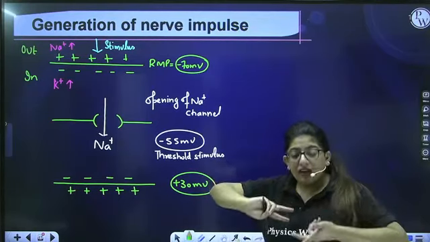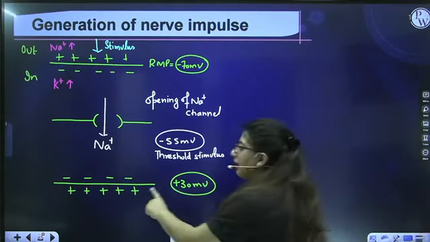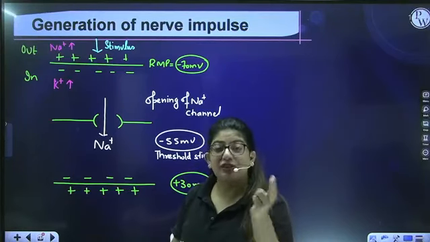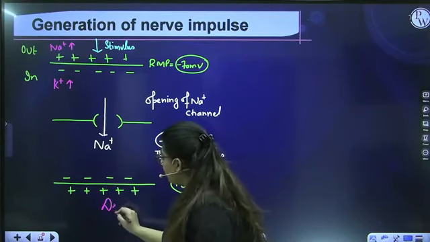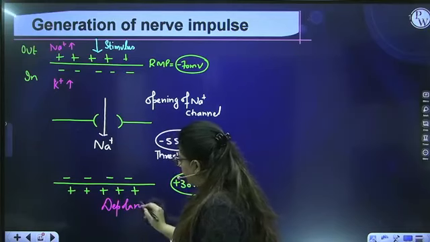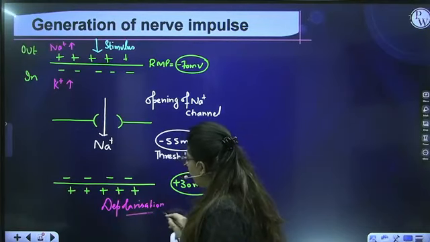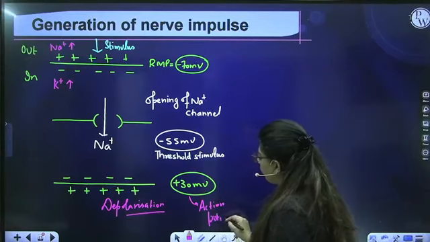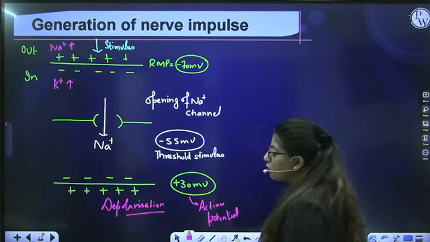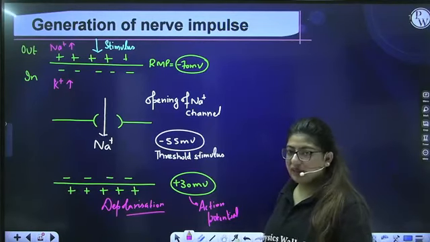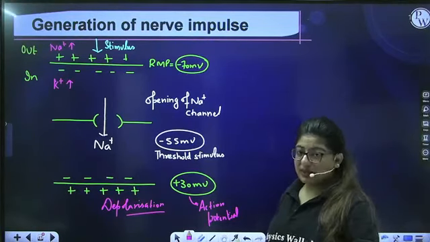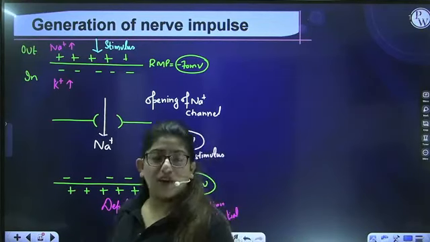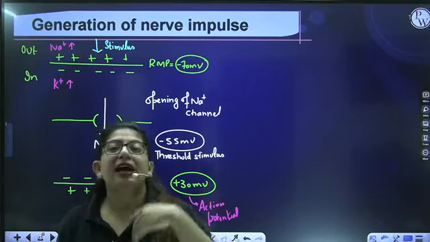That means we are reversing the polarity, and this stage from RMP to plus 30 millivolt, where the polarity has been reversed, you call depolarization. And here you say the action has been done, so that is known as action potential. What do you call it? Action potential. Now at plus 30 millivolt the membrane has become excited. This is why you call it action potential. The action has been done, and that action means your membrane has got excited.